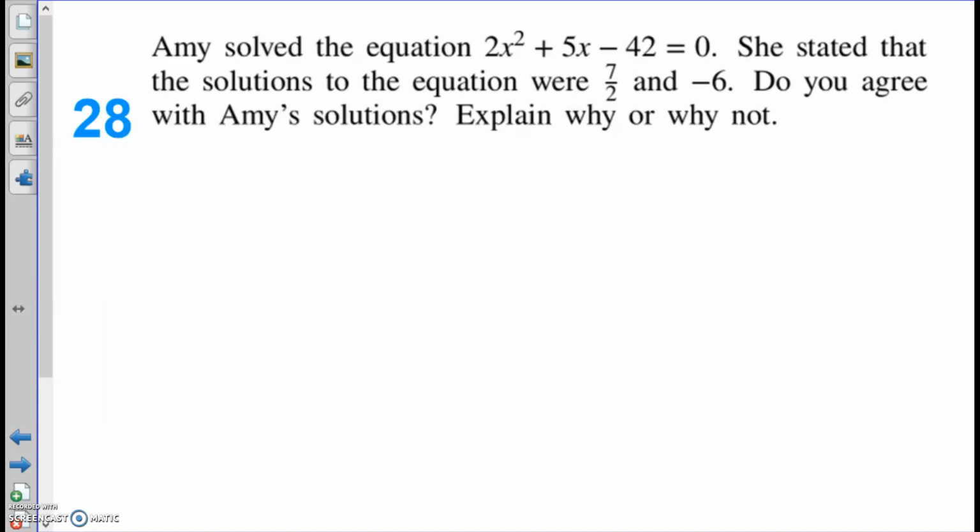Algebra 1 Common Core, the June 2016 Regents exam, picking up on number 28. Amy solved the equation 2x squared plus 5x minus 42 equals 0. She stated that the solutions to the equation were 7 over 2 and negative 6. Do you agree with Amy's solutions? Explain why or why not.